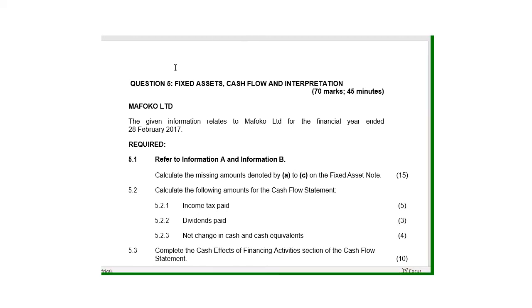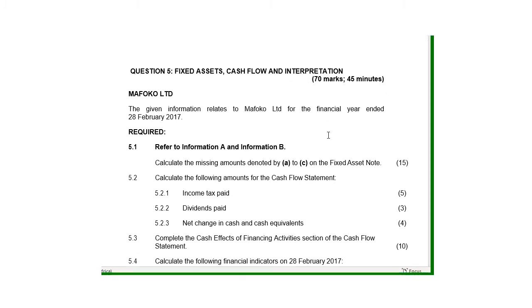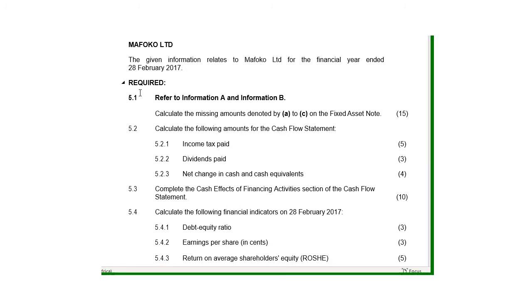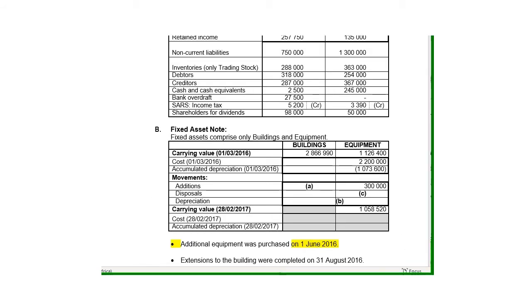Today we're going to look at a question for cash flow, and it would also involve some calculations for fixed assets. Let's look at the question itself. 5.1, we've got to calculate the missing amounts, A to C, on the fixed asset note. There's the fixed asset note. They give me some of the information, but they left out certain ones.